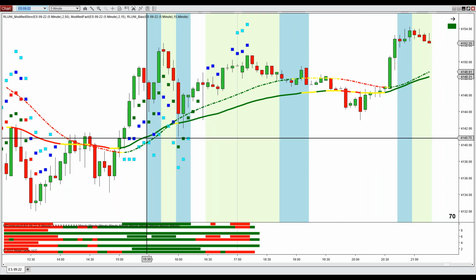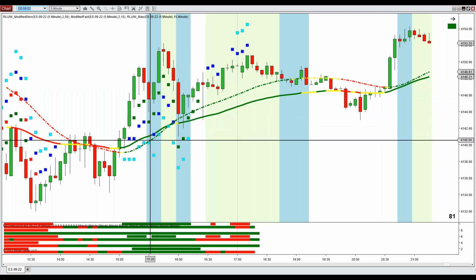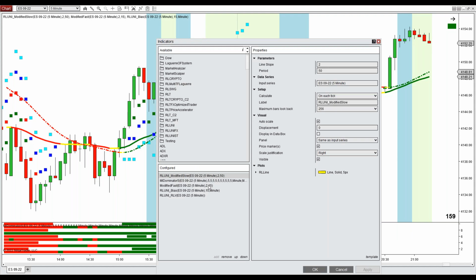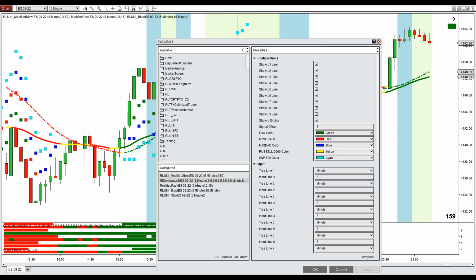Now, again, the offset here has to be modified because these boxes are too dispersed. I'm going to make them easier to read. The signal offset is 5. I'm going to make the signal offset 2.